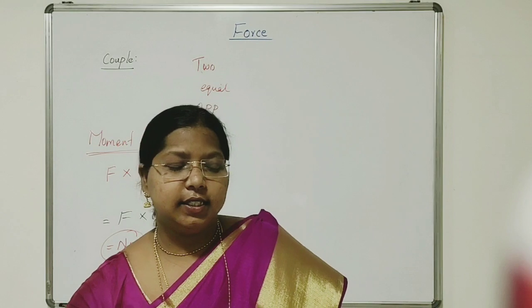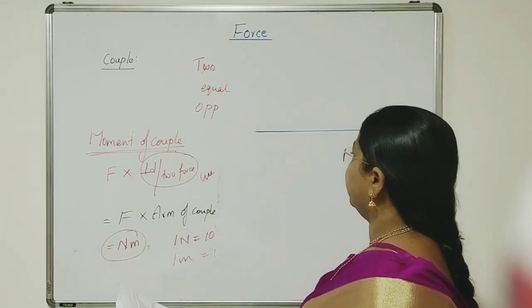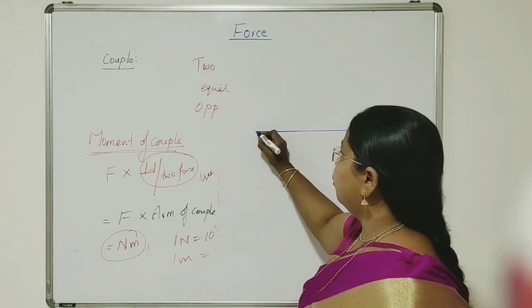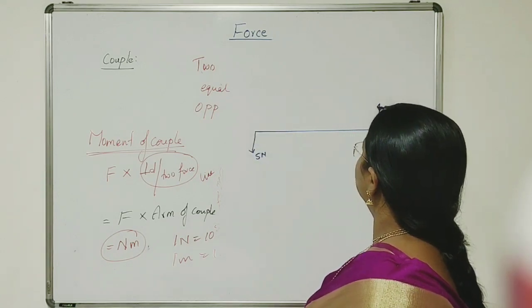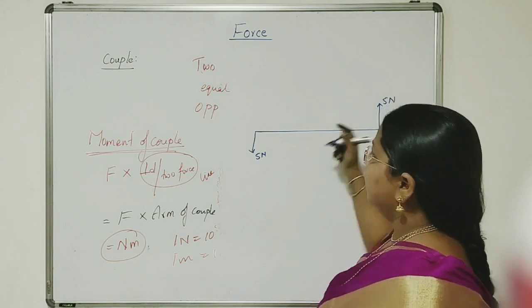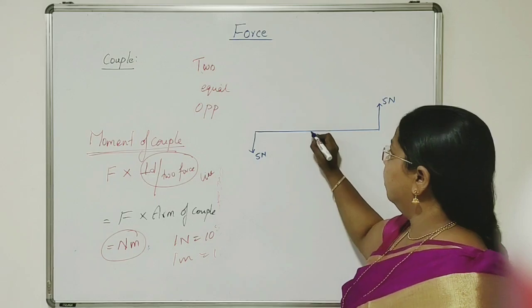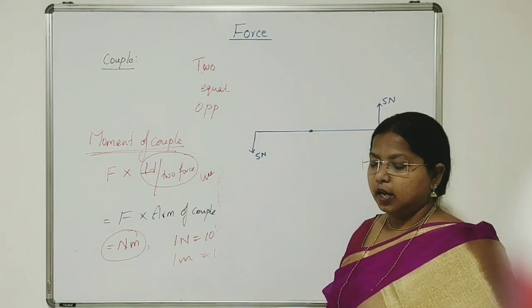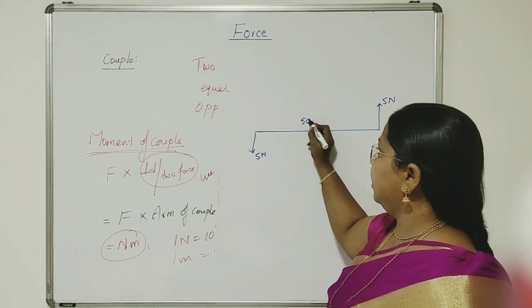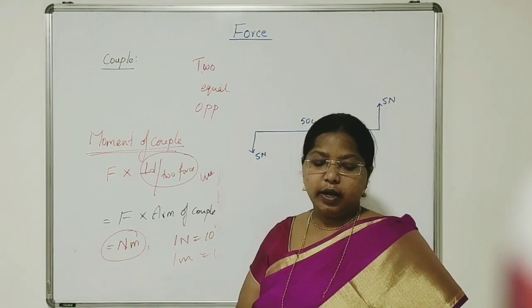There are two forces, each of 5 newtons. They have given this diagram also. Two forces, one is of 5 newtons and the other one is also of 5 newtons. They are equal, opposite, and acting on two different lines of action of force. Okay, so this is the diagram they gave you in 2014. Now let us go ahead.